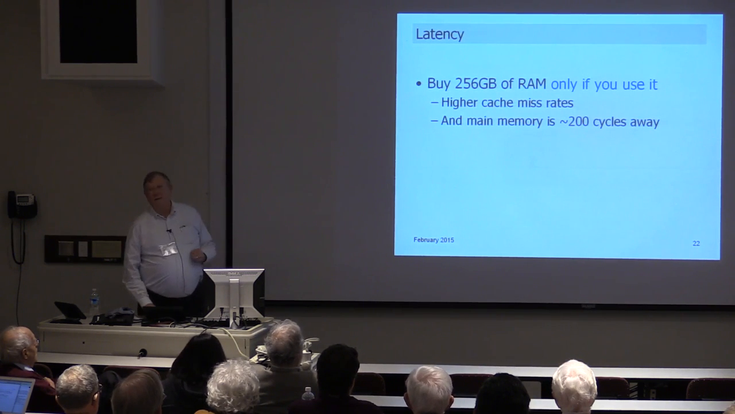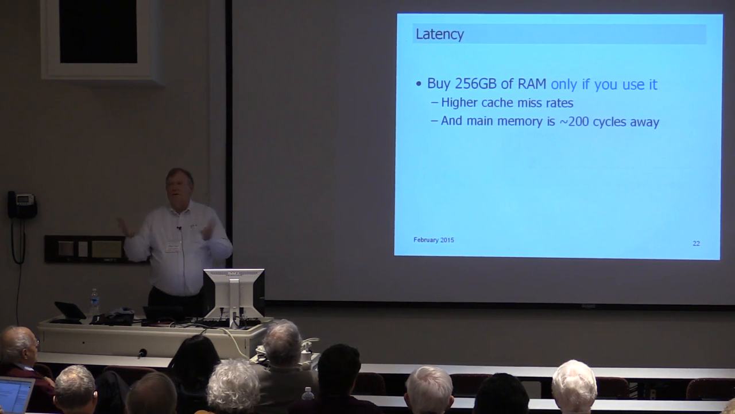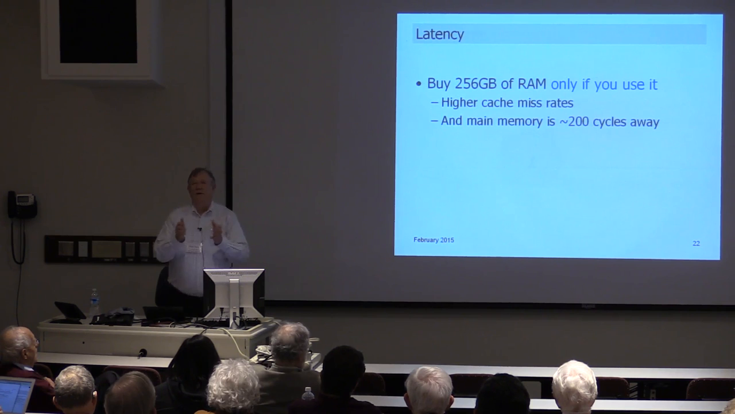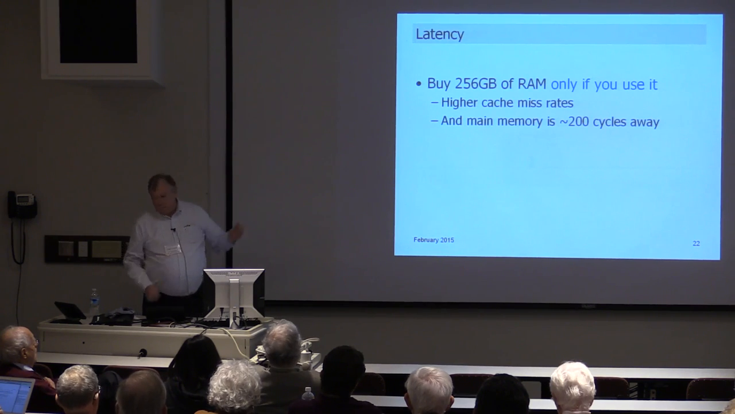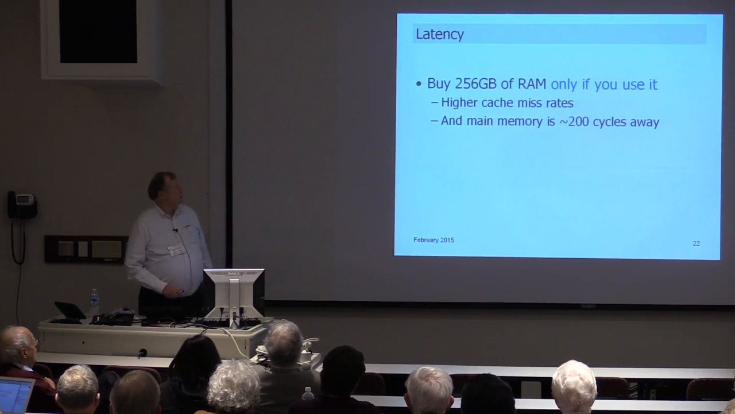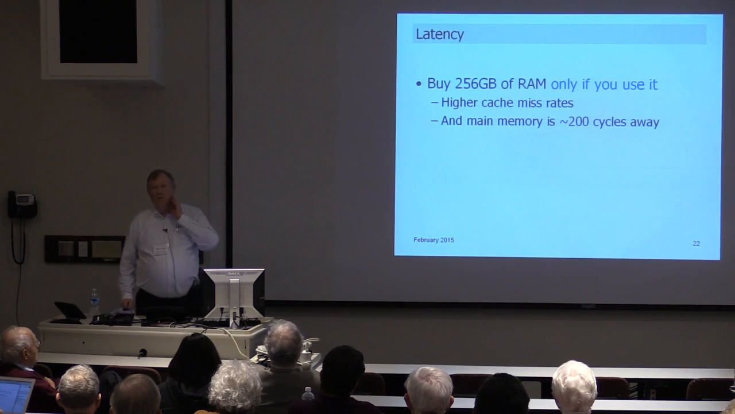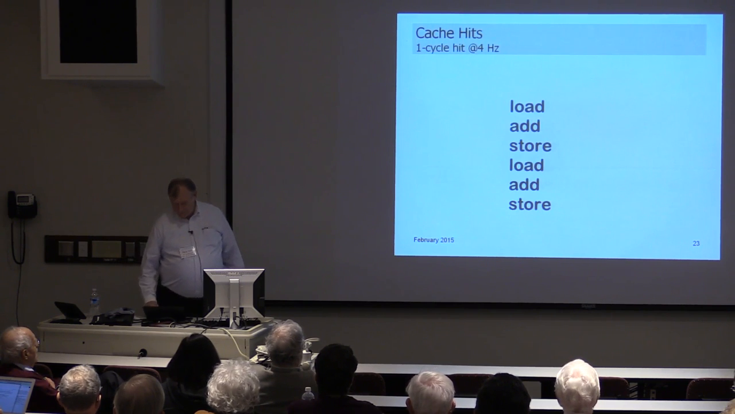Then there's the next step. If you get 256 gigabytes of RAM, as I said earlier, it's only worth buying it if you're going to use it. If you fill it up with lots of stuff, that means that if you've got 20 or 50 gigabytes of cache, almost everything you're accessing is not in the cache. And main memory on any of these machines is optimistically 200 cycles away. Pessimistically, in the real world, it may be 500 or 600 cycles away. But I'm going to stick with 200.